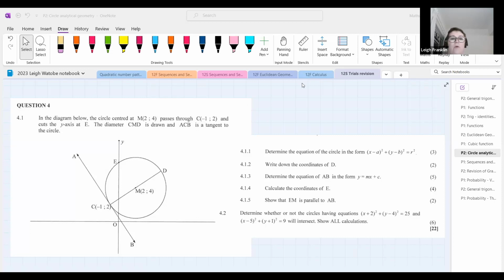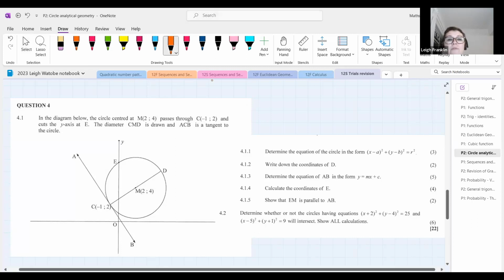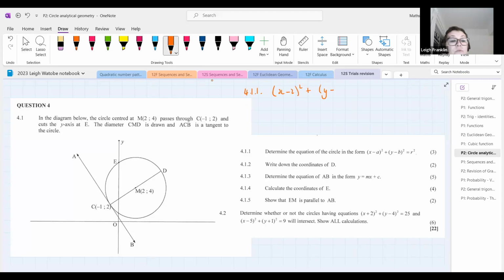So, Avio, the best way for you to do question 4.1.1. What you did here, where you said x minus 2 squared plus y minus 4 squared, that was perfect. Now, when you want to calculate the value of r squared, Avio, sub in the other point that the circle goes through, which is point C. So your x is minus 1 and your y is 2. So now when you work out the value of r squared, are you still going to get 5?